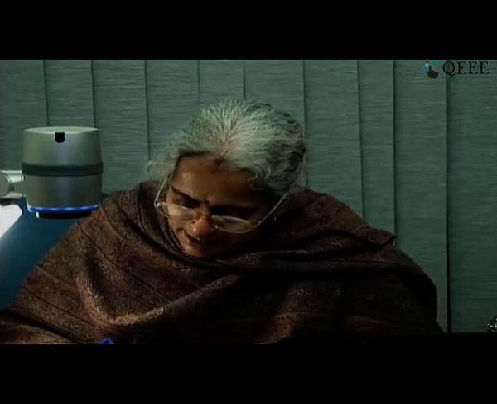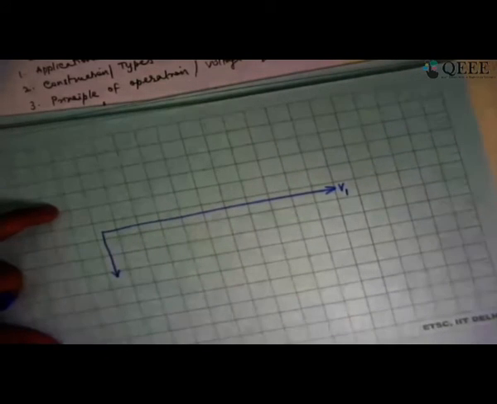So let me first draw the phasor diagram before we conclude. Let's say this is the voltage that I am applying to the transformer, which I am showing as V1. If I am talking about Im, it will definitely lag behind by 90 degrees because it is an inductive current. So this has to be 90 degrees.